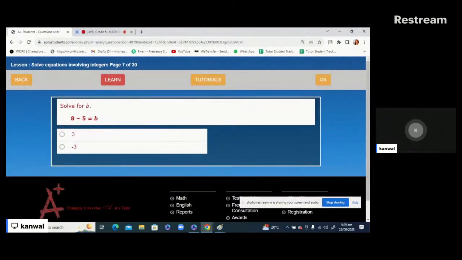Now 8 minus 5 is equal to P. This is simple. What's the subtraction of 8 minus 5? That is 3. And you put the sign with the greatest number. So what is the sign with the greatest number? It's 3.